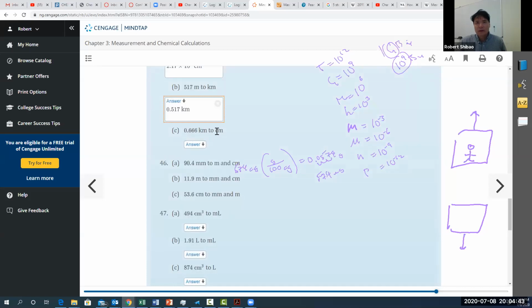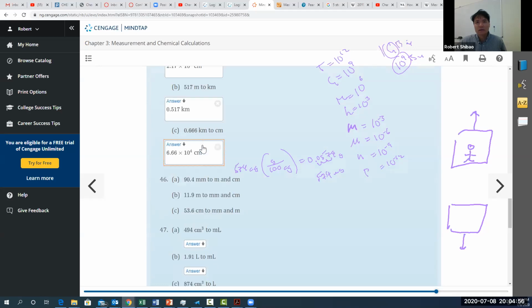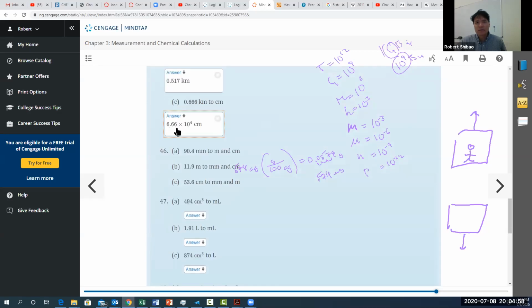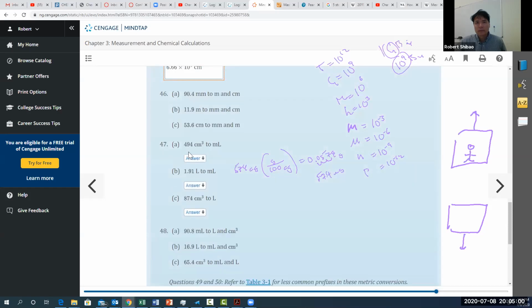Centimeters are smaller, so we got to make it bigger. Okay, so kilometers to meters, we move it 3. And the meters to centimeters, we move it 2. So we got to move it 5 over. So we got to add 2 zeros to the end there. And move 5 over. And so this is in scientific notation.